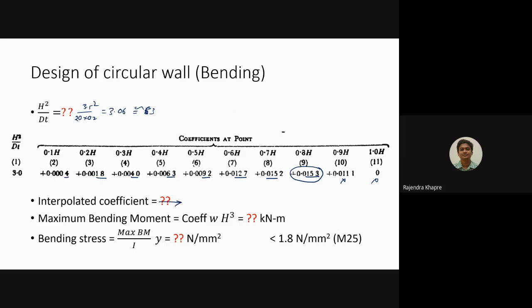If you are not getting an exact value, in our case we are getting 3, but you may get 3.5, then we have to go for interpolation. So the coefficient value is 0.0153. The density of water is 10, and the height will be 3.5 to the power 3. So can someone tell me what the bending moment is?